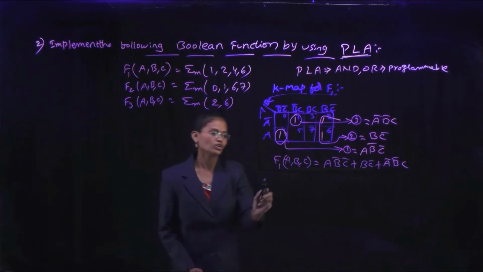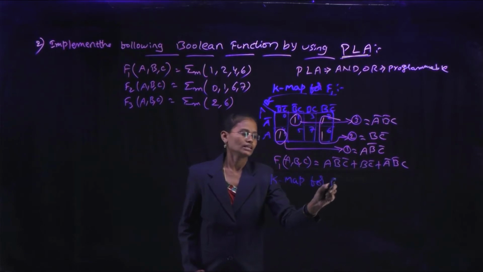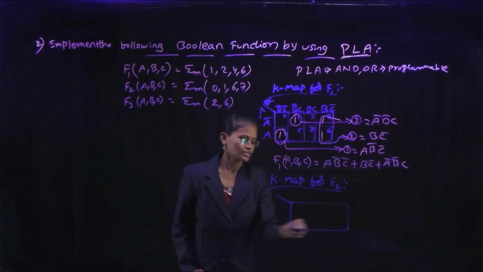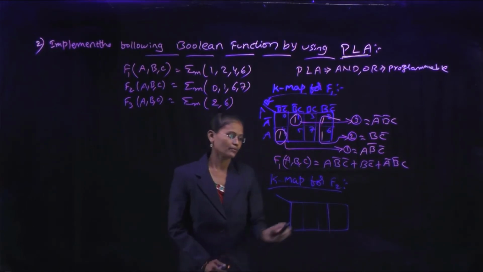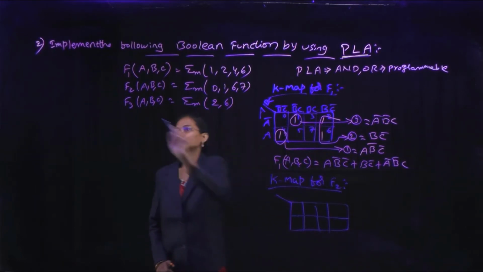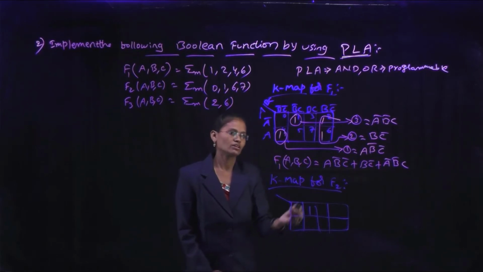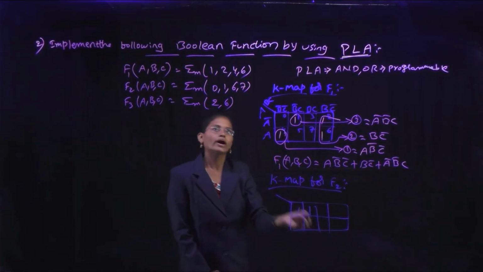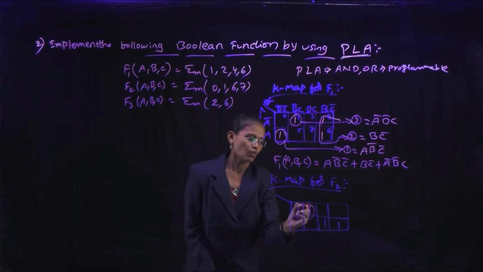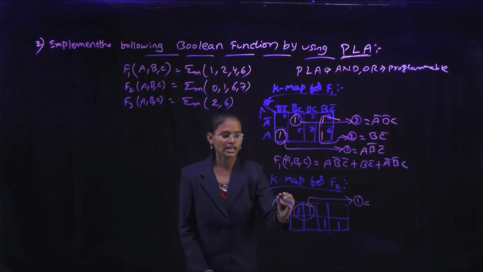Okay, next find out the K map for F2. F2 K map. Here also an 8 cell K map. We draw the 8 cell K map. The F2 min terms are 0, 1, 6, 7. So the min terms are 0, 1 and 6, 7. Okay, here we are grouping 0, 1. This is considered one group. What is the product term here?